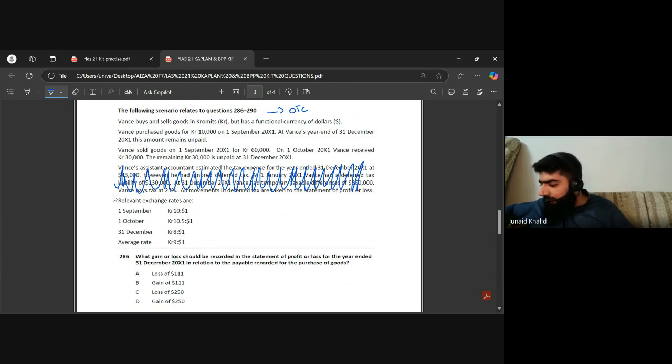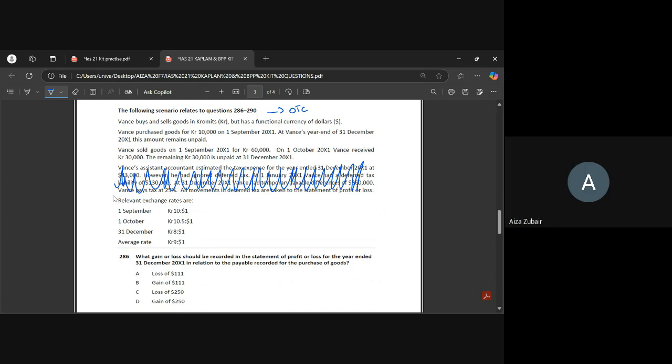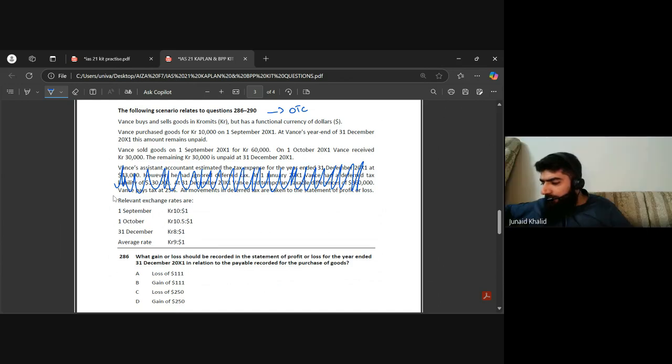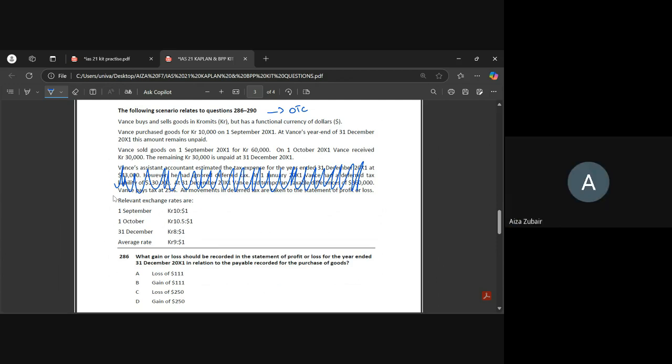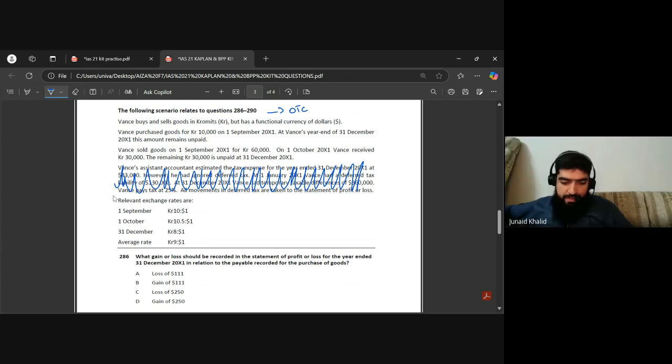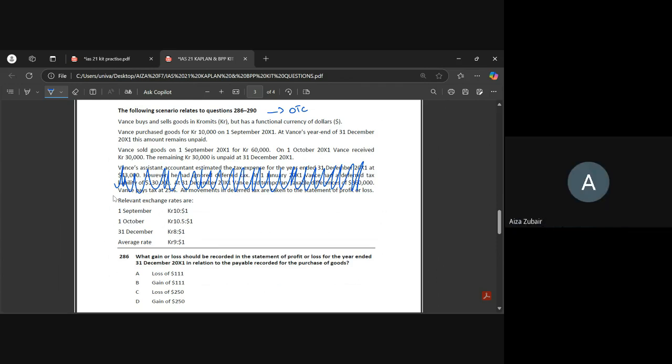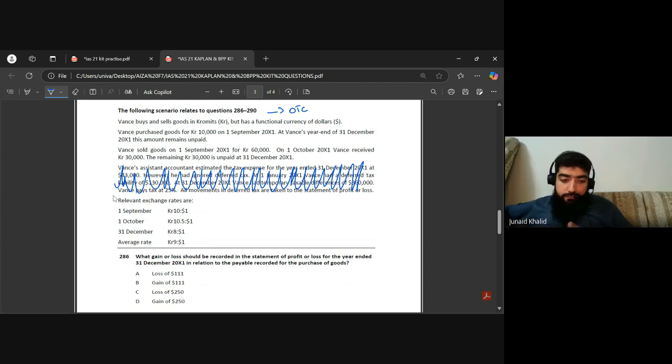Have you read the requirement? Yes, I've read through it. What did you get from that requirement? They've mentioned a couple of transactions and then the exchange rates for that, but they want us to find the exchange gain or loss. At the date of reporting or the date of payment? At the date of reporting.